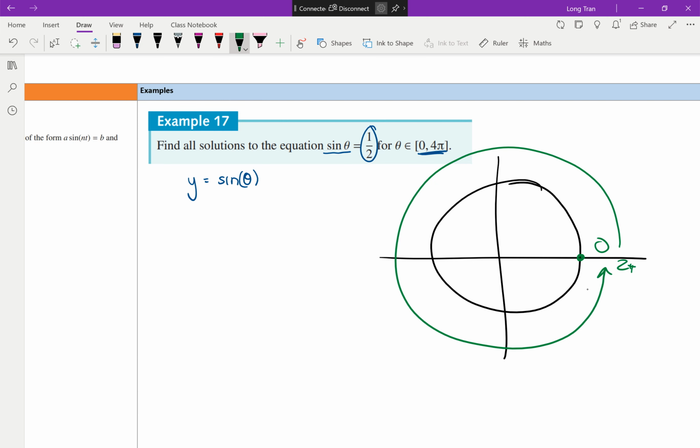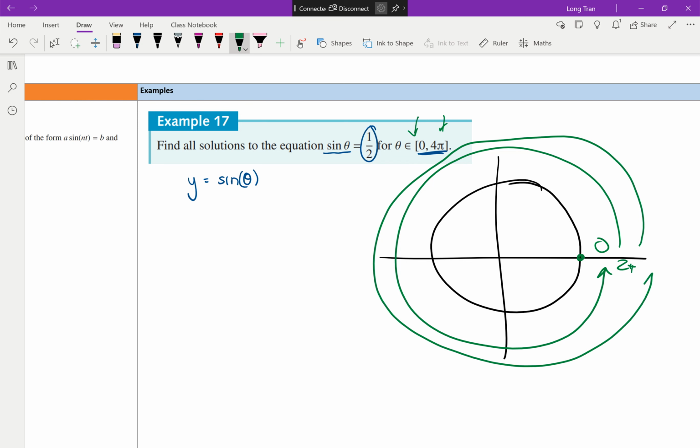But they're asking me to go from 0 to 4 pi. So that implies I'm going to move another revolution. So I'm going to go around the circle again, the second time, and then I land at 4 pi. So they're saying when you move around the unit circle twice, 2 revolutions, when will the y value be equal to half? We know the maximum y value on the y-axis is what again? 1. What's the minimum y value? Minus 1. So down here is negative 1.